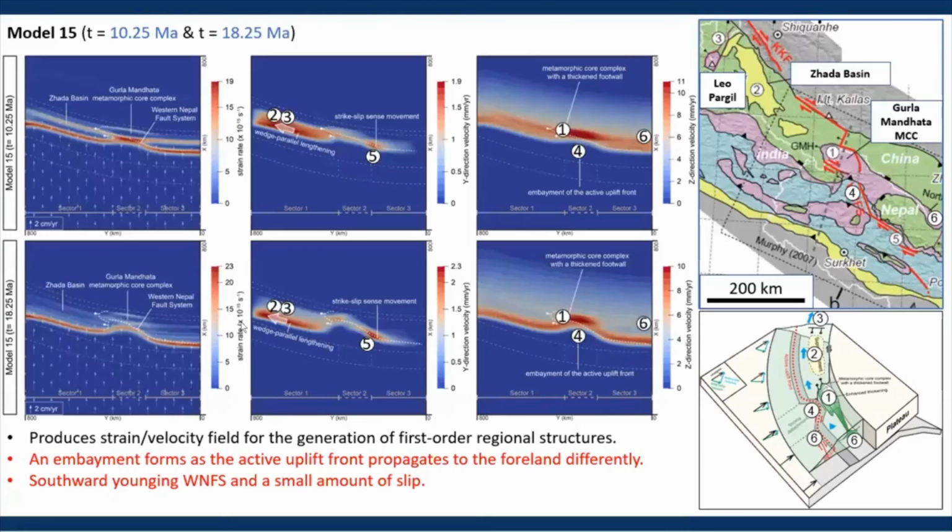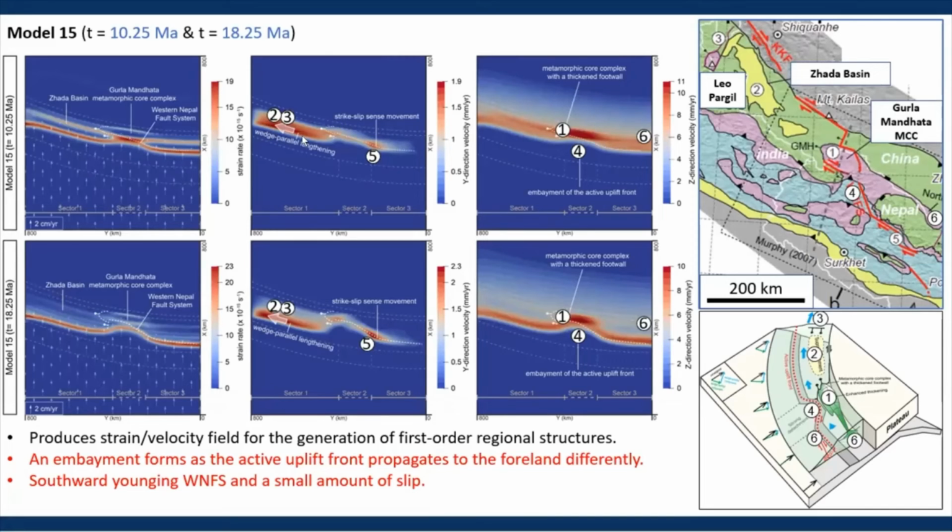I'm going to use two snapshots to summarize the result. The two snapshots are at about 10 million years and 18 million years in the modeling time. I also put the numbers of features in the corresponding locations for comparison. There are three panels at each time. The left panel is the strain rate map. The middle panel is the y direction velocity, or westward velocity, of the material. And the right panel shows the vertical velocity.